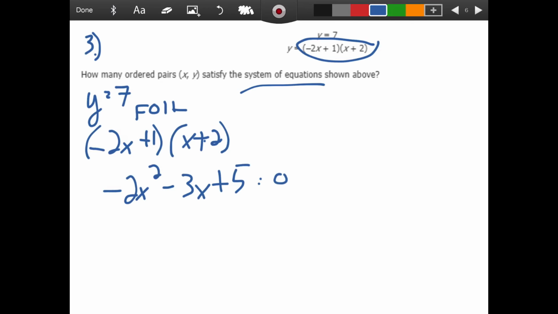Okay, so that's what I'm going to get. And we know that y equals this. So how many ordered pairs satisfy the system of equations above?